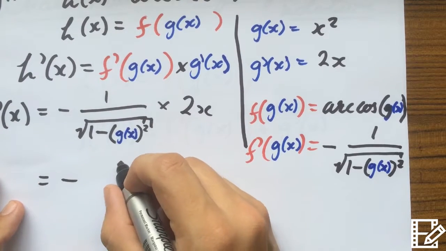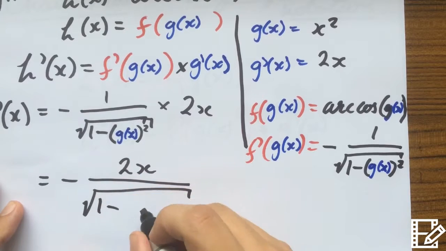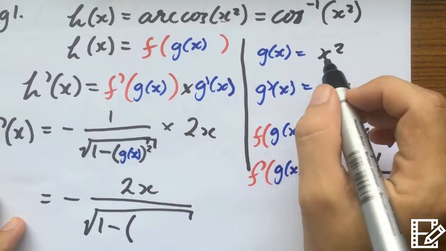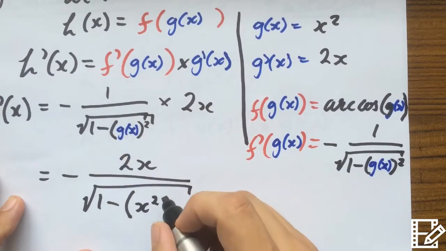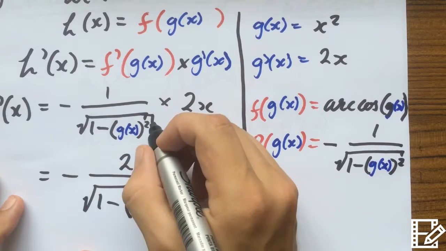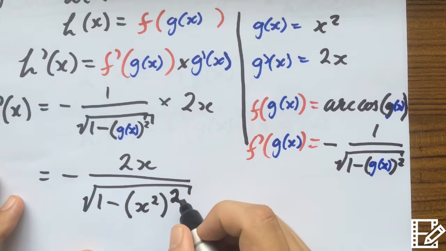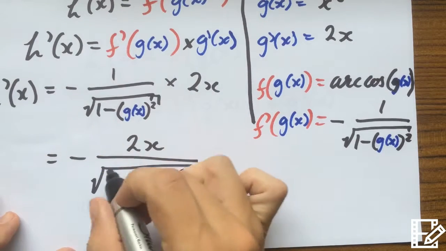Therefore, we'll have negative 2x on the top over the square root of 1 minus, and I'm going to sub in g(x). We said that g(x) was x squared, so I'm going to put x squared in instead, because it equals the same thing. And we have to remember the square, because there's still a squared on the outside: x squared, which is then squared again. So that's the derivative.